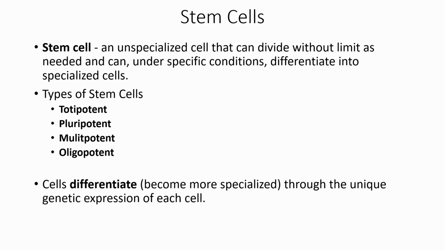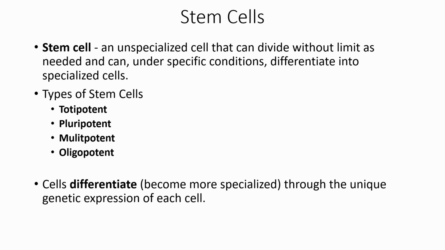So we're going to talk about that first, because stem cell is a generic term for an unspecialized cell that can divide without limit and can become specialized, right? So that's the generic definition of a stem cell. It's a general cell, no special functions or anything just yet. It can divide a lot, without really any real limit, so it can just keep dividing forever. And if it's given the right conditions, it can become a specialized cell.